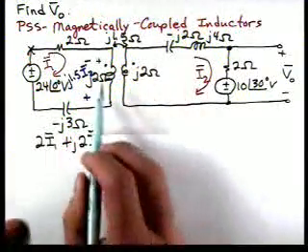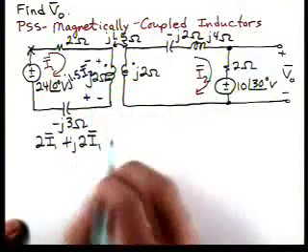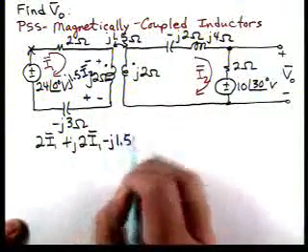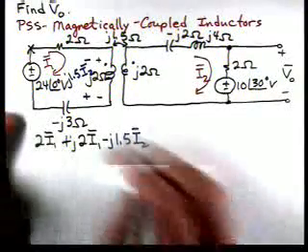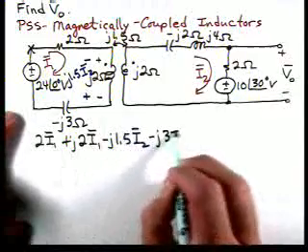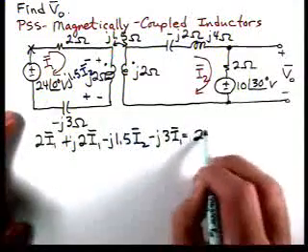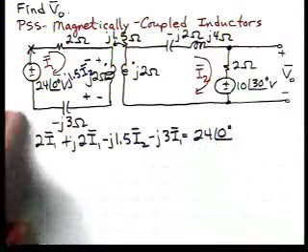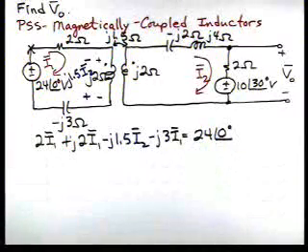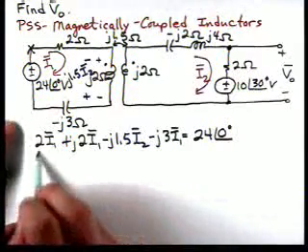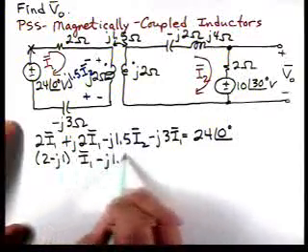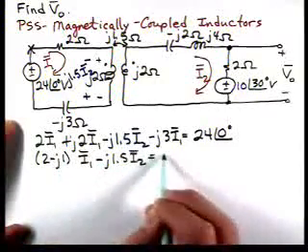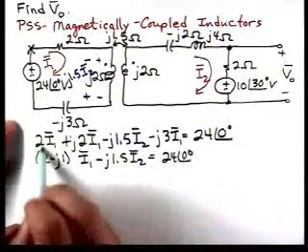And notice this has this polarity, this one has the opposite polarity, so we have minus j1.5 I2. Then as we come on around, we have minus j3I1, and that's equal to 24. And if we simplify our equation, then we have (2 minus j1) I1 minus j1.5 I2 equals 24 at an angle of 0.